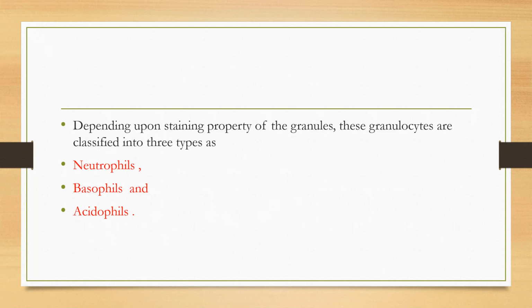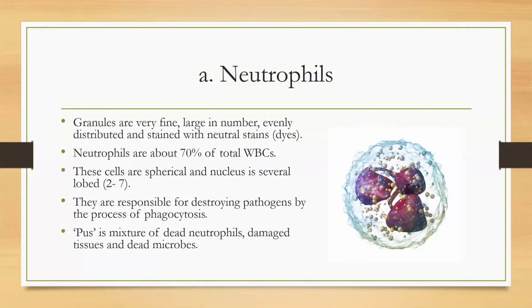Now, depending upon the staining property of granules, the granulocytes are classified into three main types. First type is neutrophils, second type is basophils, and third type is acidophils. Let us go to the first type, that is neutrophils. Now, why are they called neutrophils?